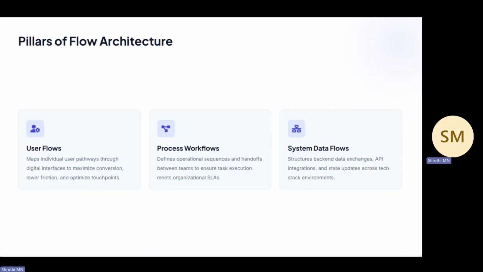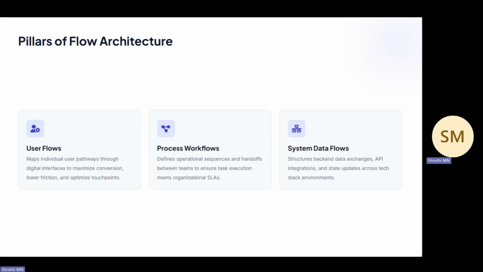Pillars of flow architecture. Now let's look at the three major pillars of flow architecture. The first one is user flows. User flows describe the journey a user takes through a digital interface. The objective is to reduce friction and make the user's experience simple and intuitive.